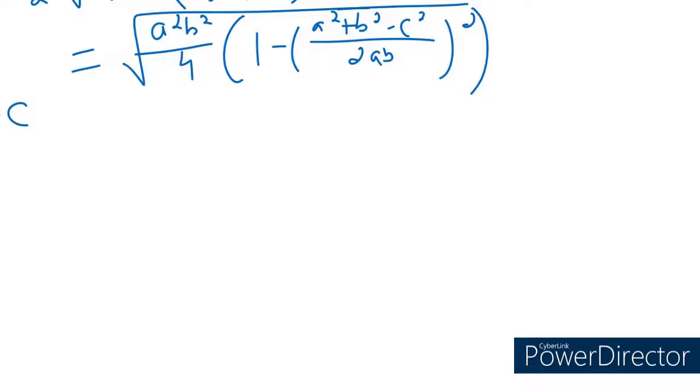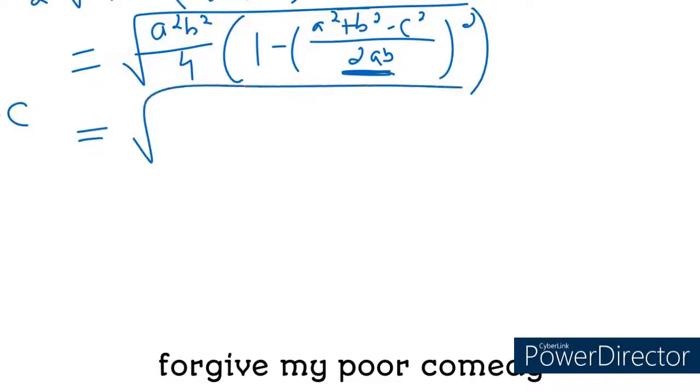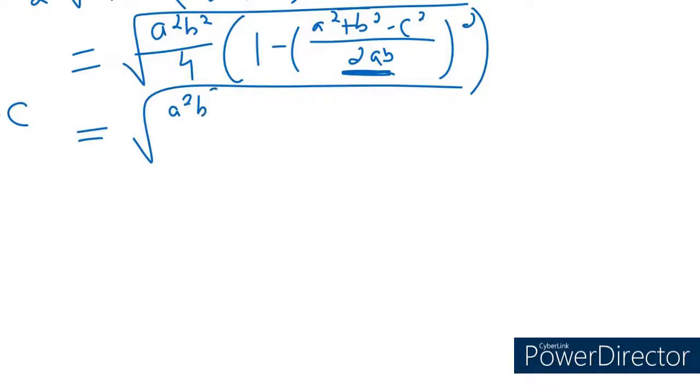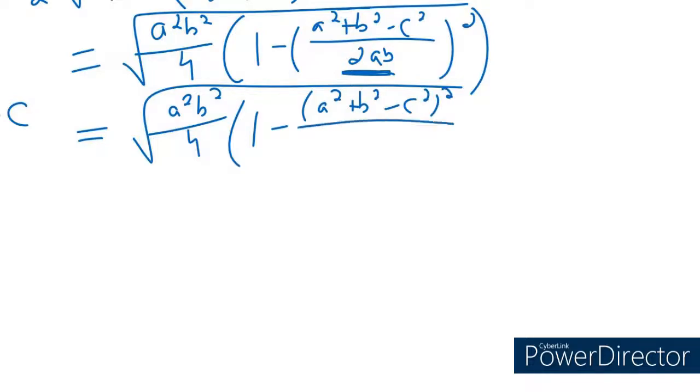Anyway, here we have a squared b squared over 4. Now we just need to put that into our actual equation here. So one thing we need to do is square this part of the square root. What we're going to do here is a squared b squared over 4 times 1 minus. We're going to keep the numerator under the square root, but we're going to square the bottom part of the radical.